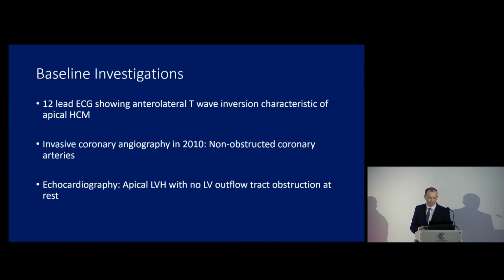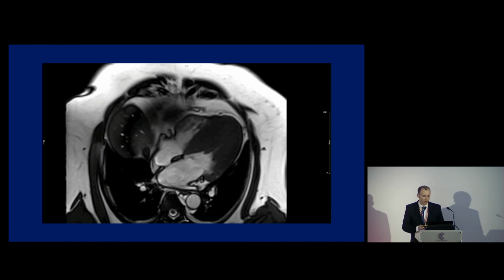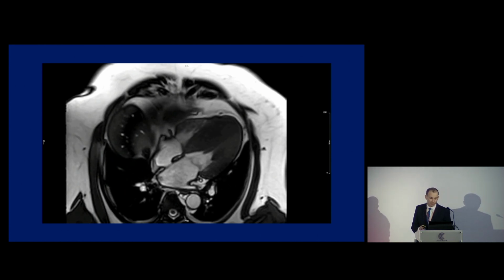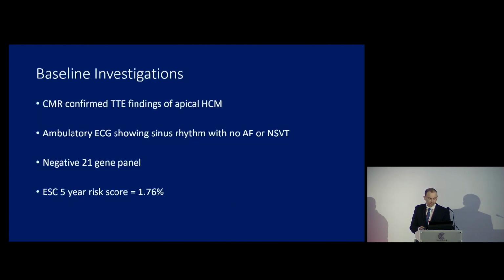In addition to his ECG and angiography, he had an echo which was suggestive of apical LVH without any outflow tract obstruction. Here you see his cardiac MRI, which confirms the suspicion of the echo with an apical HCM with significant hypertrophy, and you'll note his body habitus from the MRI as well. So the cardiac MRI confirmed the findings of apical HCM.